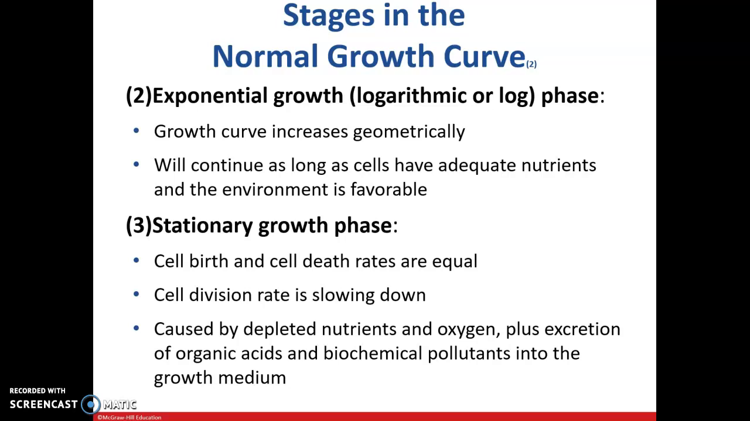The third step is the stationary growth phase. Basically, cell birth and cell death rates are equal. That cell division rate is slowing down, and basically this is caused because we are depleting the nutrients and the oxygen, and they're making a mess of their new house, of their container that they're in, right? So just like a fish tank needs to be cleaned periodically because they kind of mess that up, what they excrete is making a mess of their environment. We refer to them as pollutants.